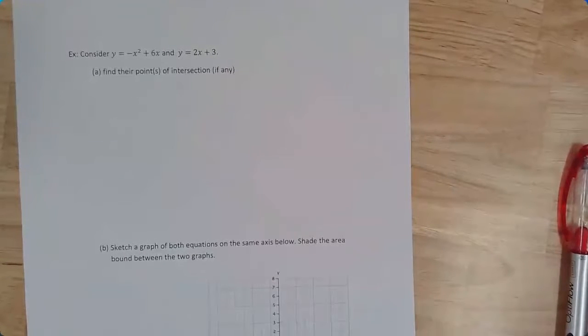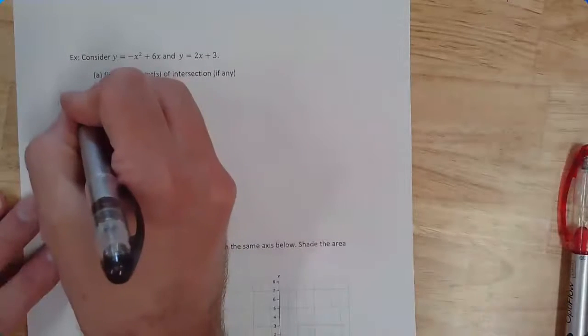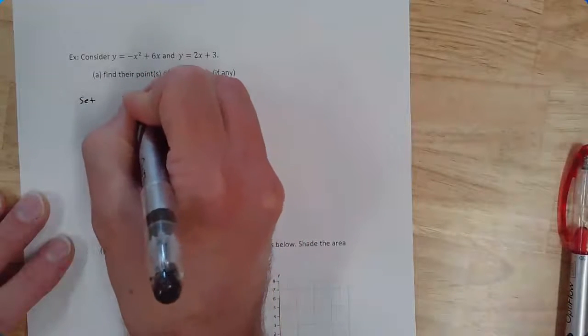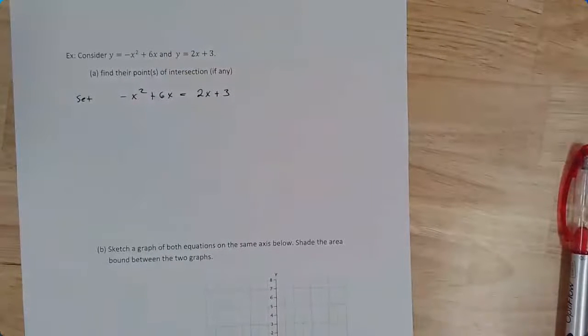How do we find where two graphs intersect? Totally, exactly. If you have y equals one thing and y equals another thing, if you're trying to find where they intersect, you can set those two things equal to each other. So we're going to set -x squared plus 6x equal to 2x plus 3. And then we're going to find the x value or values, maybe plural, and then we're going to go back and find the corresponding y values because we need the coordinates x and y.